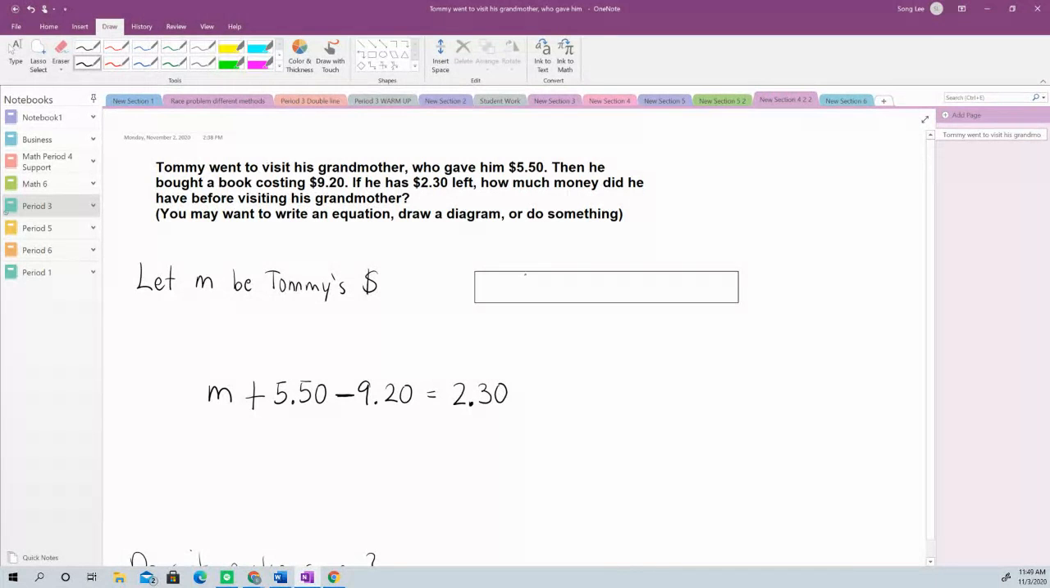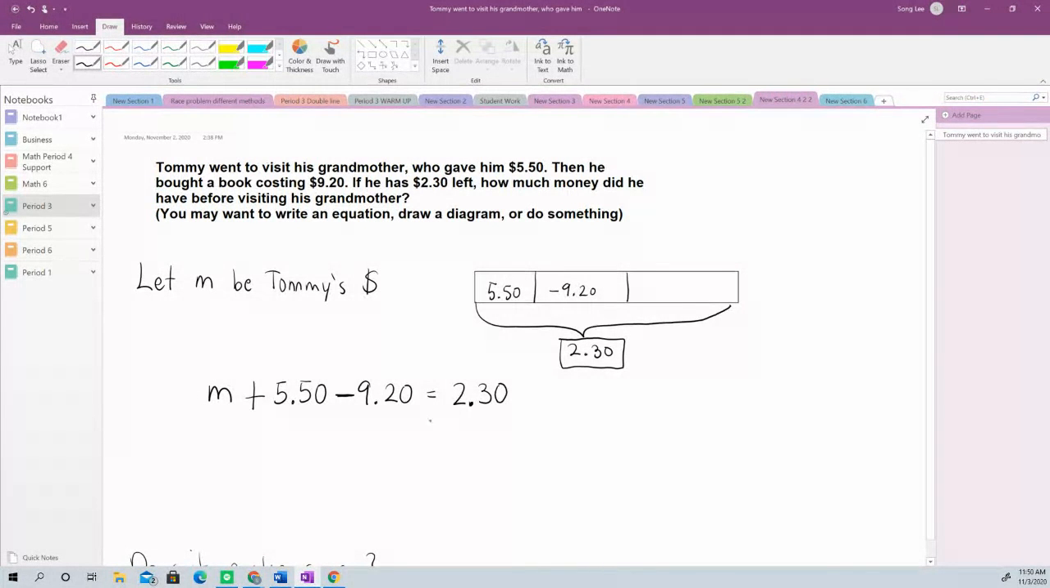Any strategies? So I'm going to represent this on my tape diagram. So I had $5.50. I have to take away $9.20. And then I'm left with $2.30. And I want to find how much money did I start off with.